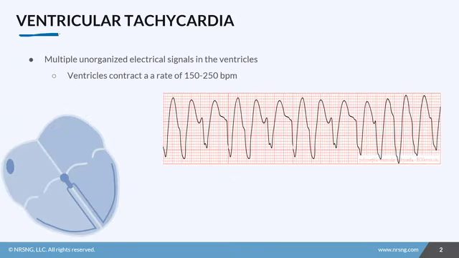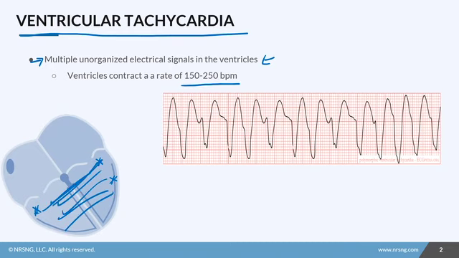So in ventricular tachycardia, there are multiple unorganized electrical signals in the ventricles. This causes the ventricles to contract at a rate of 150 to 250 beats per minute. So we have all these irritable cells sending off electrical impulses, and the ventricles are just contracting very quickly. Obviously they don't have enough time to slow down and fill up with blood, so the cardiac output is significantly decreased.